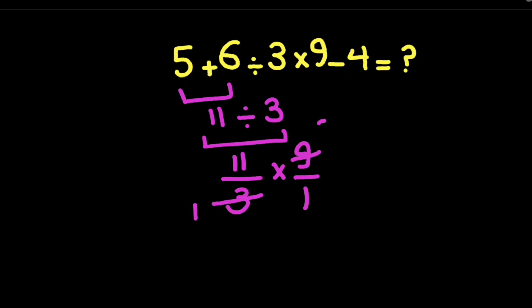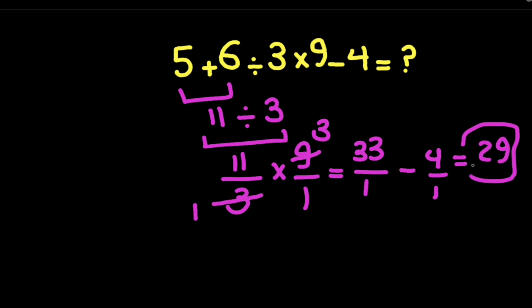9 divided by 3 gives us 3, which equals 11 times 3 gives us 33, and 1 times 1 gives us 1, minus 4. This expression equals 29. But this answer is not correct.